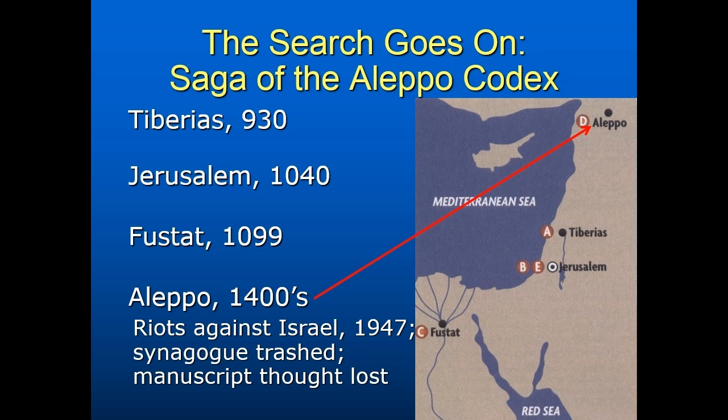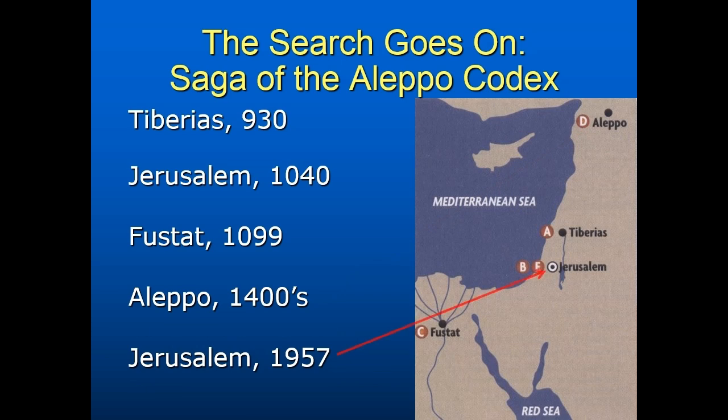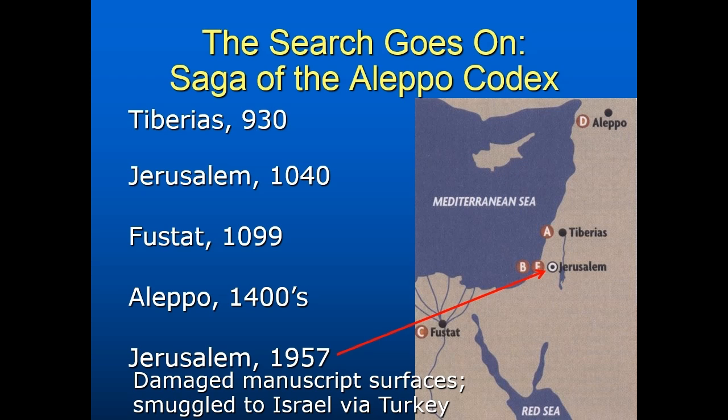Lost. And then found. A decade later, 1957, the manuscript reappeared. It was damaged and much of it was missing. And then we see some international intrigue. The Jews smuggled it out of Syria by way of Turkey and returned it to Jerusalem. It resides today in Israel's Shrine of the Book.